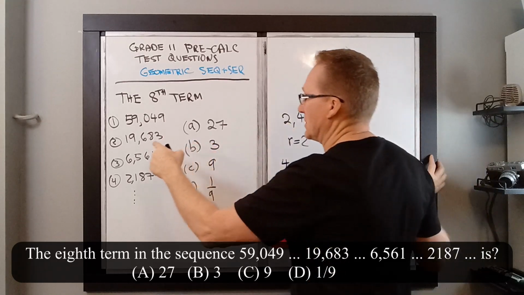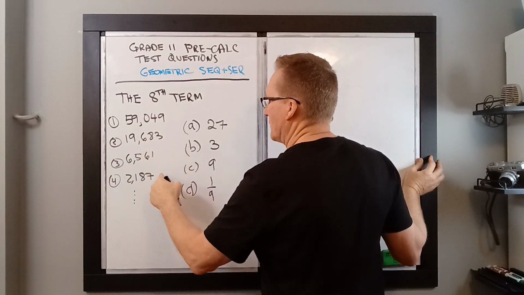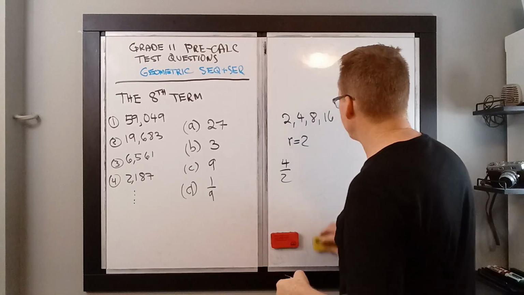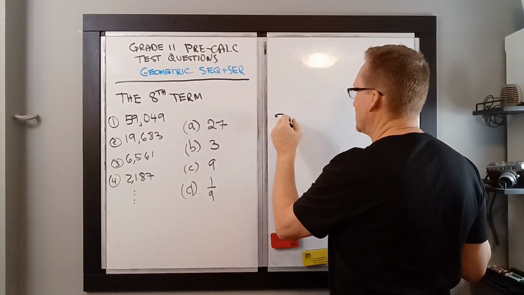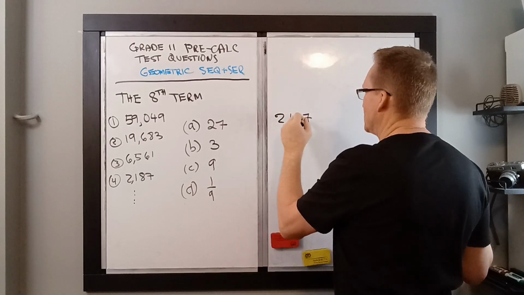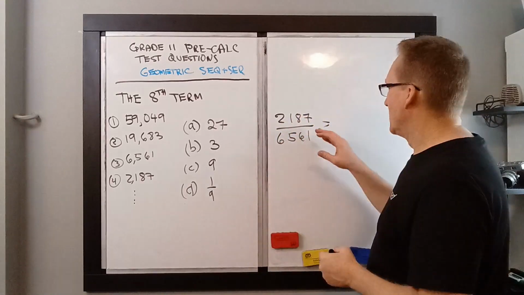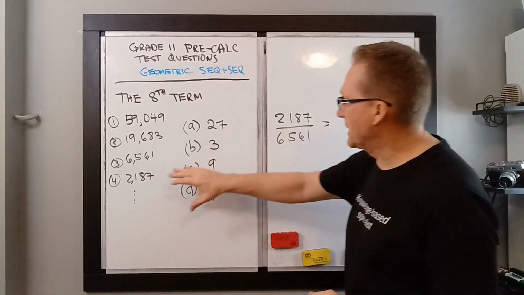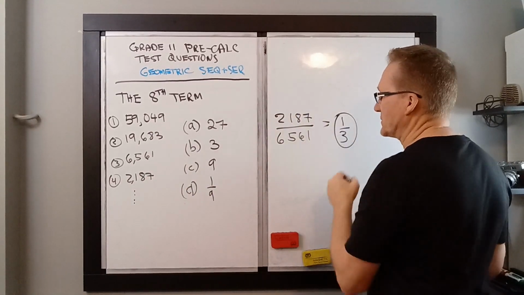So we'll do the same thing here. We can take the harder numbers or the easier numbers, it doesn't matter. So we're going to take one of these and divide by this, whichever one is easier. Let's go way down here. 1,87 divided by 6,561. You take this divided by this. You could take any of these terms, whichever one's easier. You're going to get 1/3. So that's your common ratio.